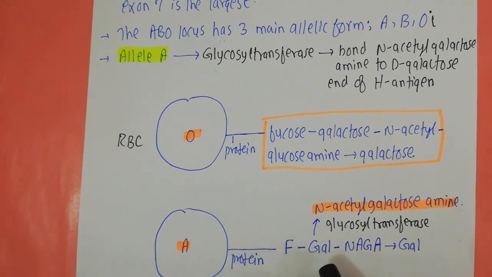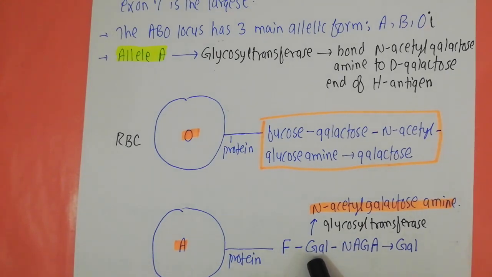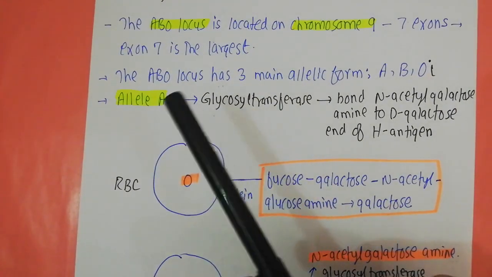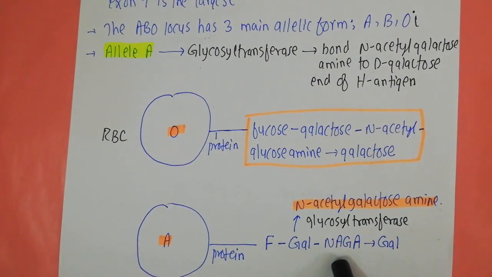It is not going to attach the N-acetylgalactosamine to this galactose. It is going to attach an N-acetylgalactosamine to this particular galactose of the H antigen. So if you look at this one, the glycosyl transferase, which is encoded by the allele A, is changing the nature of the H antigen. Therefore, we call this particular sequence, the fucose, the galactose, the N-acetylglucosamine, the galactose, and an N-acetylgalactosamine attached to this galactose, the A type of the blood.